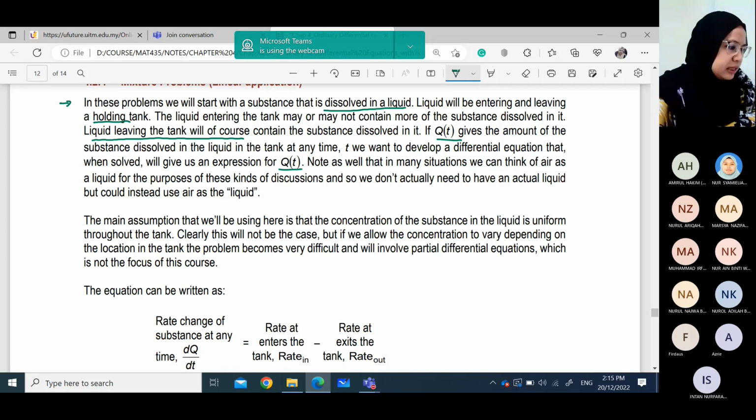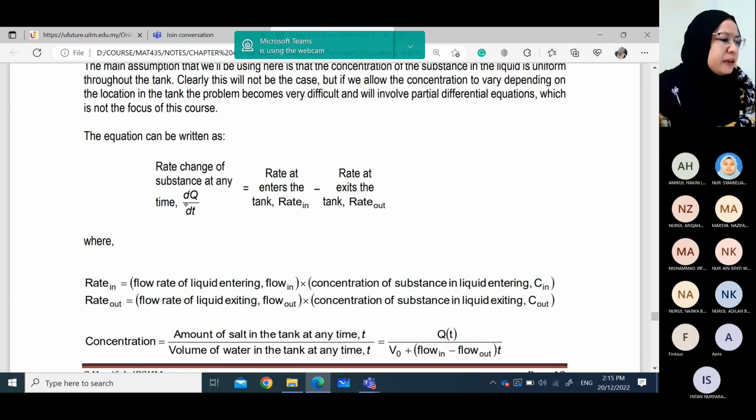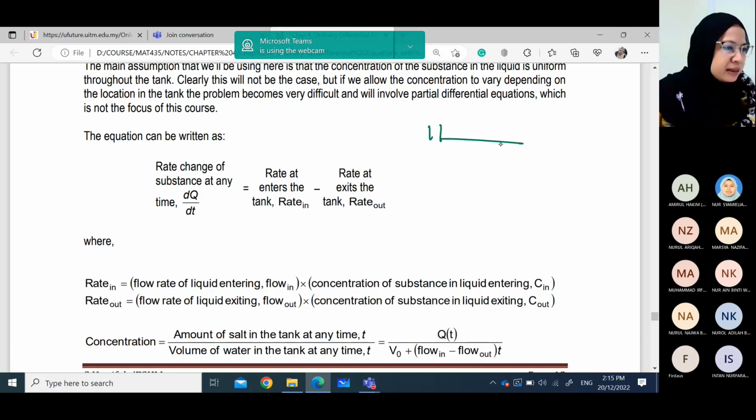Alright, so look at this equation. The equation is based on this: the rate of change of substance at any time T, which is dQ/dt, is equivalent to rate in minus rate out. Rate in is the rate at which substance enters the tank, and rate out is the rate at which it exits the tank. Okay, so we have this tank. Kita ada tangki kat sini.